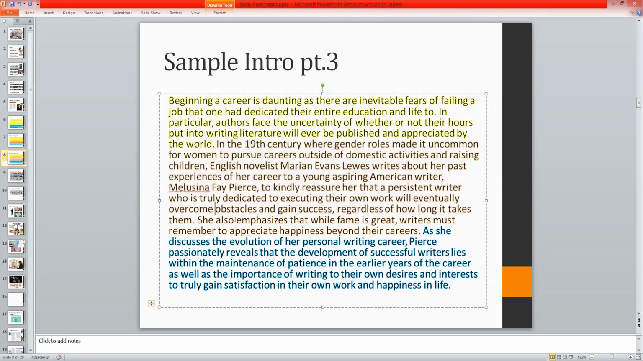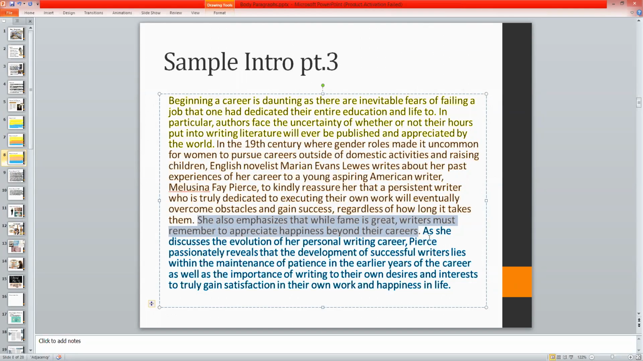She also emphasizes that while fame is great, writers must remember to appreciate happiness beyond their careers. So kind of like a little caveat, a little bit of, hold on, there's still this to consider. Along with the entire rhetorical situation she came up with, she also acknowledges that Lewis is saying, well, careful, even though you might become famous one day, you've got to make sure that you know what happiness really means in a career like this.